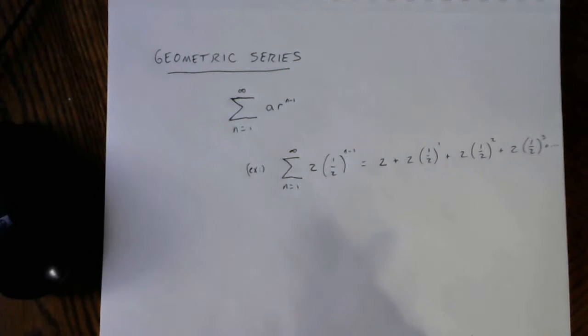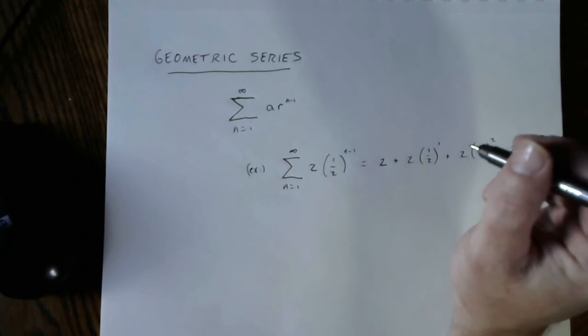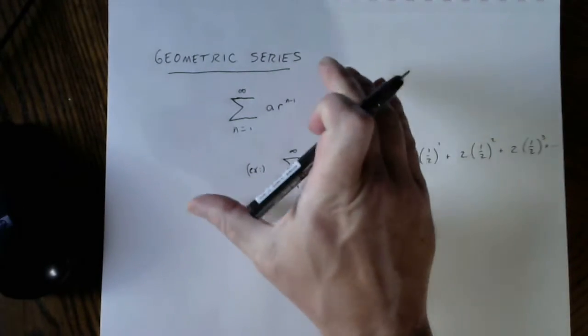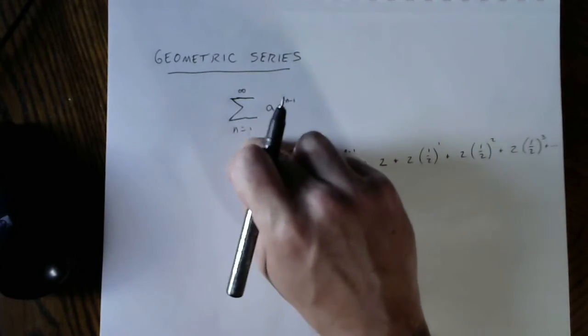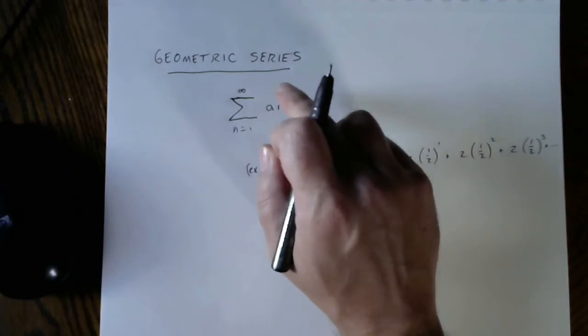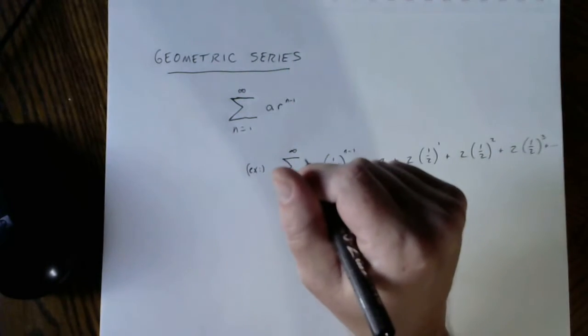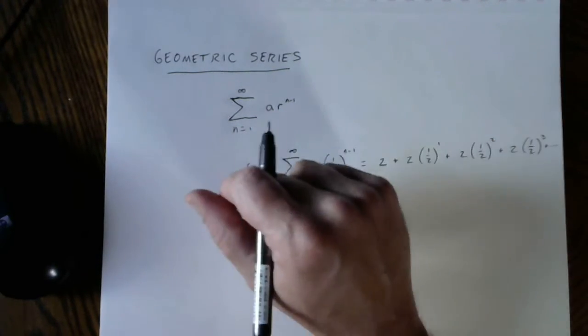Okay, one very important point is that to analyze this as a geometric series, it has to be in this form. The index should start at 1, A needs to stand alone, R needs to have the exponent n minus 1 on top of it. There's not much room for negotiation here. If it's in this form, the analysis is easy.